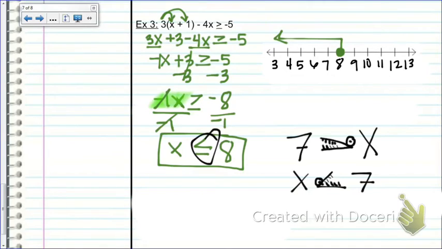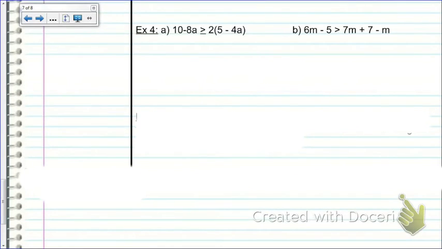So example 4 has 2 parts. We're going to do part A first. 10 minus 8a is greater than or equal to 2 times the quantity of 5 minus 4a. What would you do to start? Who wants to help me out? Christian. Distribute on the right. So that's going to give me 10 minus 8a greater than or equal to 10 minus 8a.